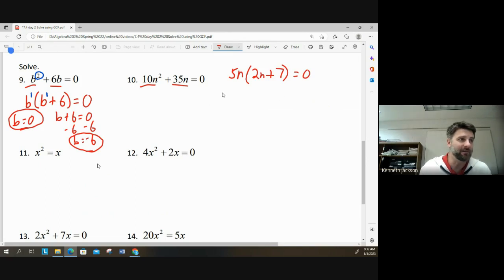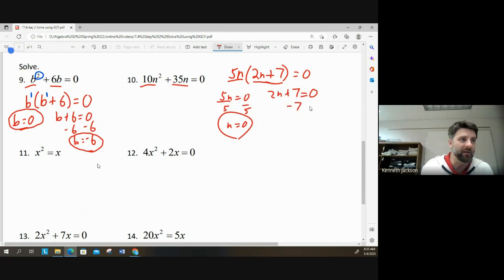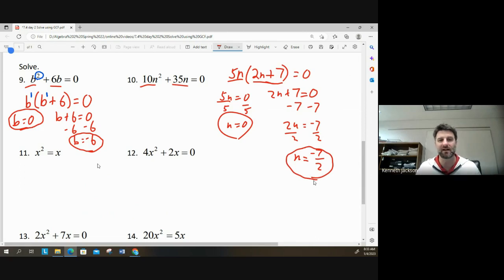From here, I can take my two linear factors and set them both equal to 0. That is to say, the stuff on the outside equals 0, the stuff on the inside equals 0. And this is applying the zero product property. If I can get one of these two things to be 0, the whole thing is 0. So to get rid of a times 5, I can divide, n equals 0. And on my second linear factor, I can subtract 7, divide by 2, and that's n equal negative 7/2. Again, I'm going to get two answers for these quadratic equations.